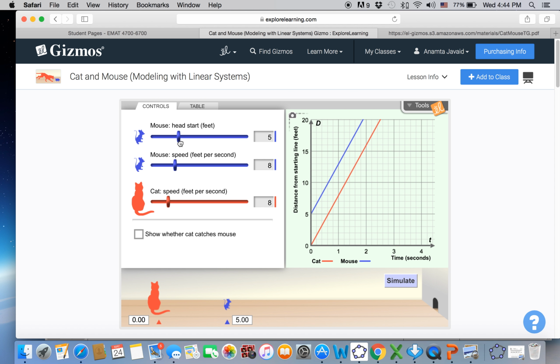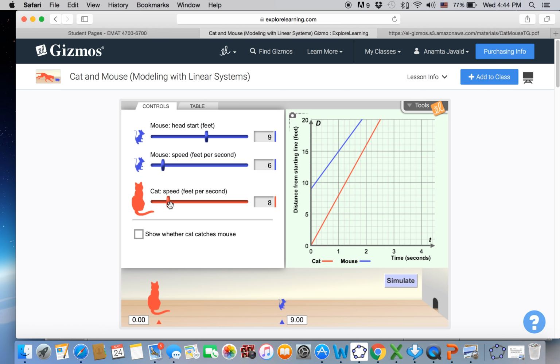So if I move this slider, I'm adjusting the initial position of the mouse, which is this distance. And I want the student to see what happens to the graph as I do this. As I increase the distance between the cat and the mouse, the graph goes up. The y-intercept changes. I really want the students to see that. And then if I change the speed of the mouse, the graph line gets steeper and steeper. The gradient increases. That's one point.